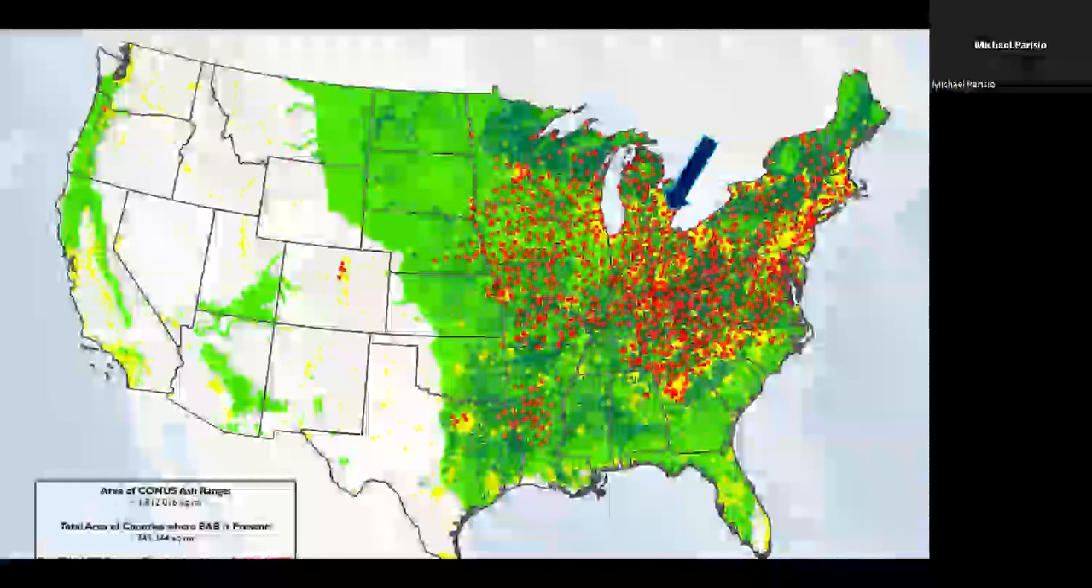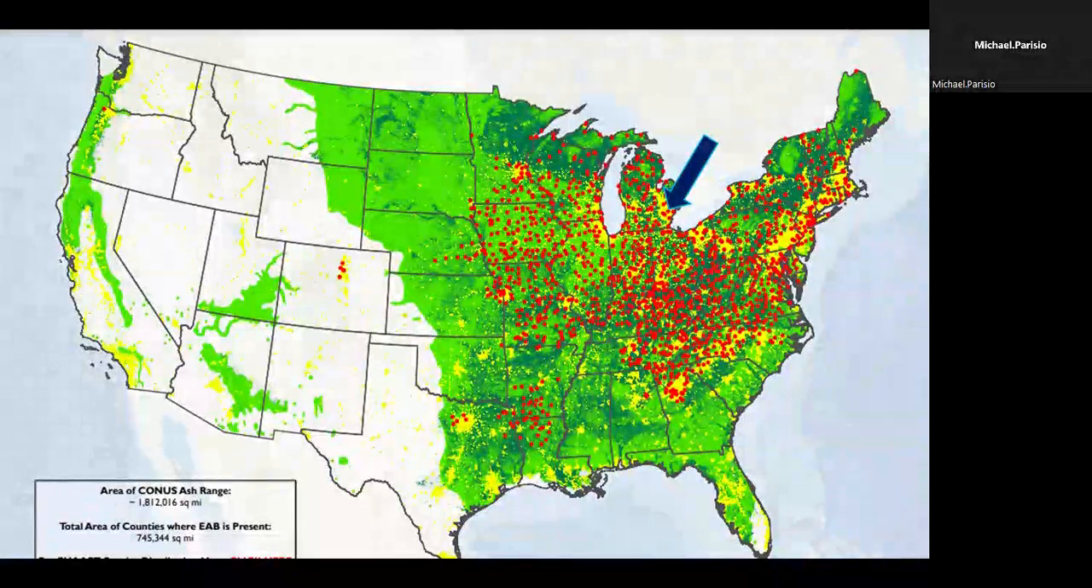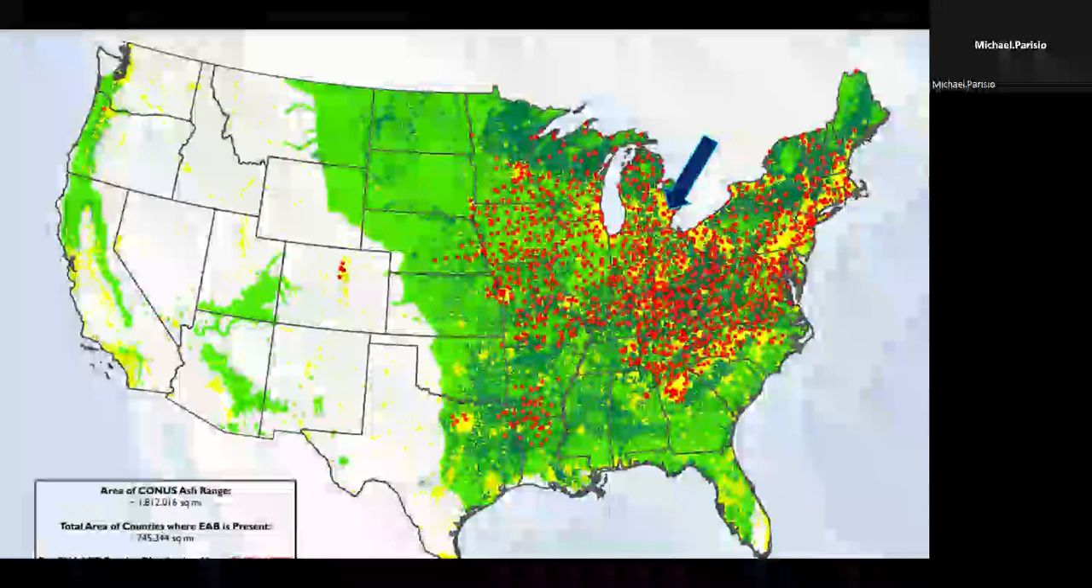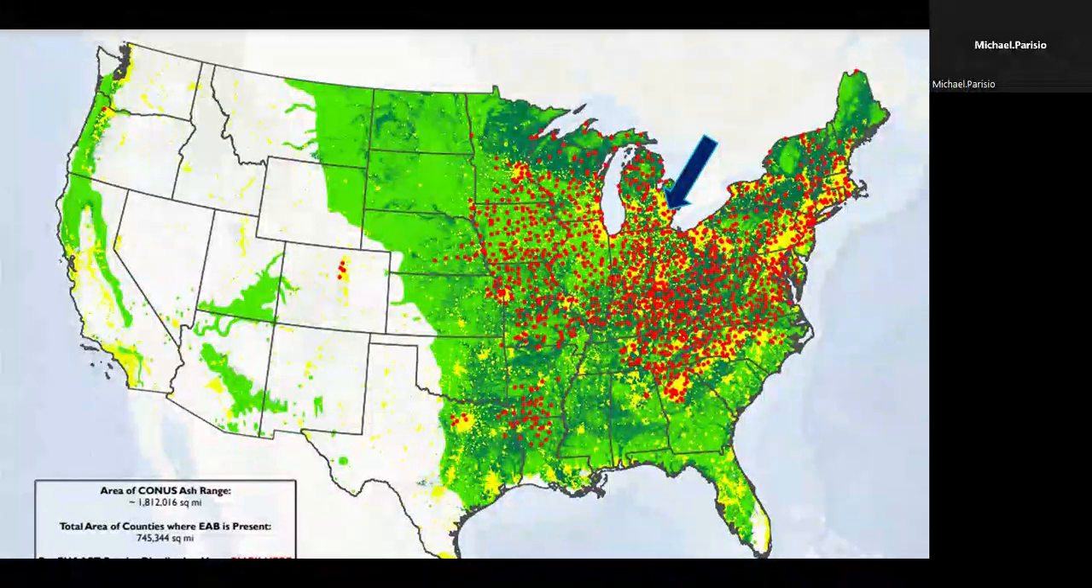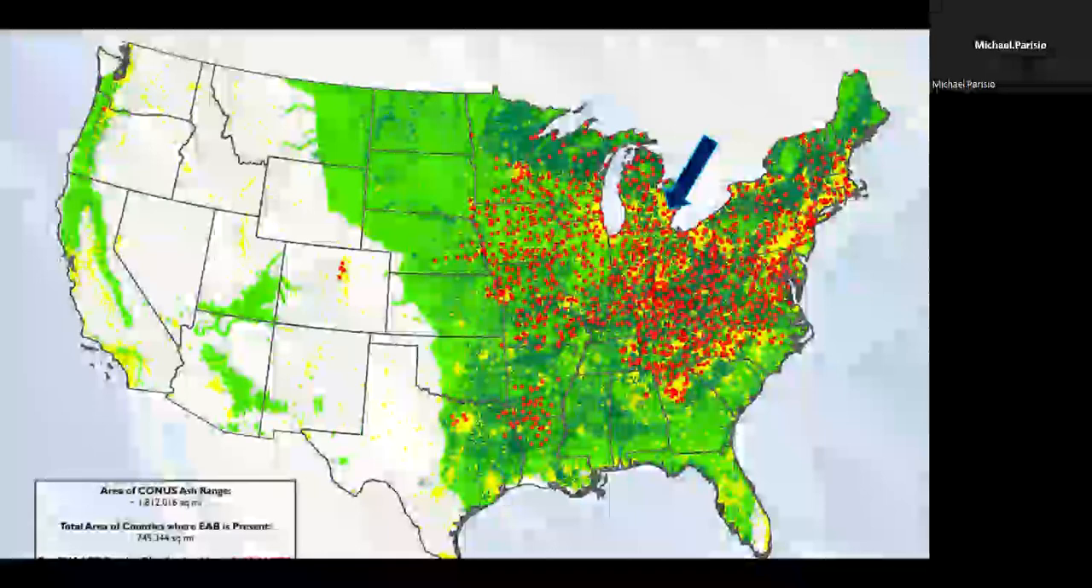Basic history, I'll again try and go through this pretty quick. It was introduced in Detroit. It was discovered in 2002 and has since spread pretty much across the country. Each of these dots represents a county level detection. So pretty much the entire eastern part of the country, as well as detections in Colorado. And if you look closely, you can even see one in northwestern Oregon.